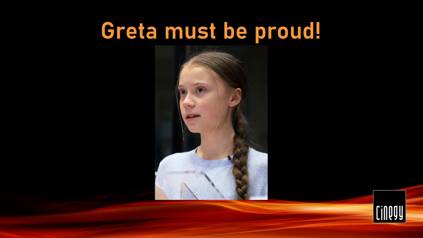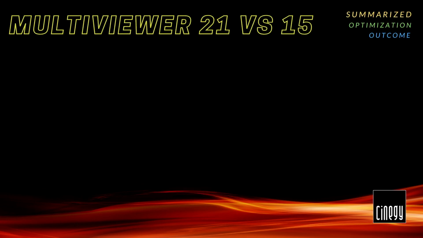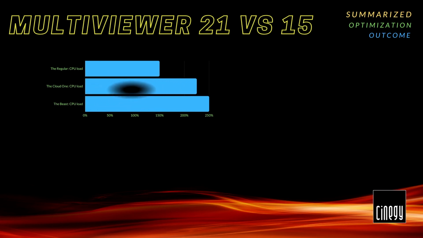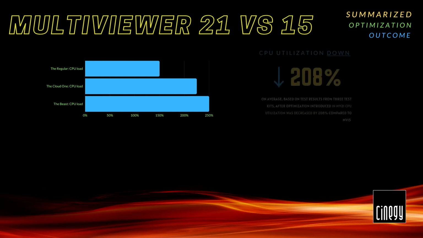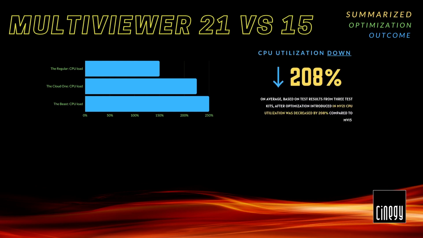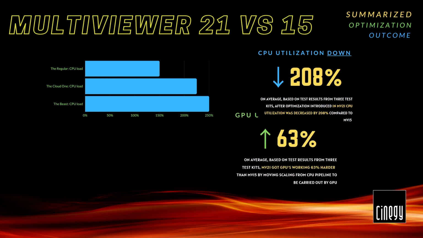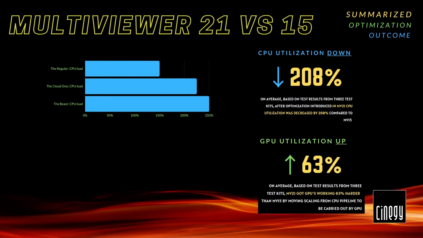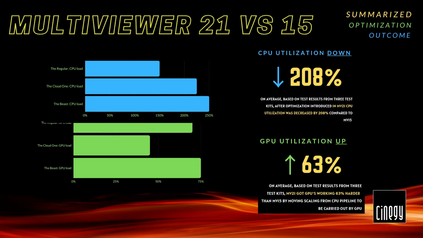In summary, here is a combined graph of my test results between Multiviewer 15 and Multiviewer 21 on different hardware. As can be seen with the changes we have introduced, the CPU load has been reduced by more than a factor of 2 across all 3 test kits. At the same time, in each of these cases, we achieved an amazing improvement in GPU utilization, no matter if it's a new RTX 4000, older entry-level P2200, or cloud-based T4.